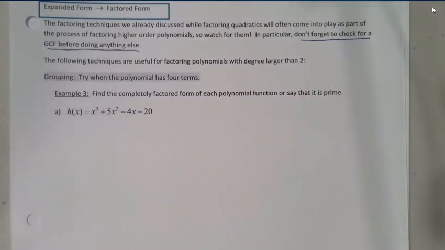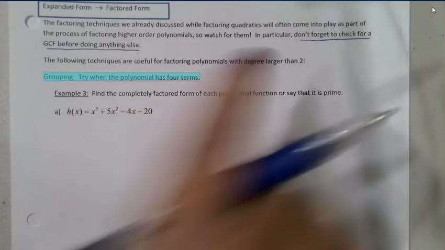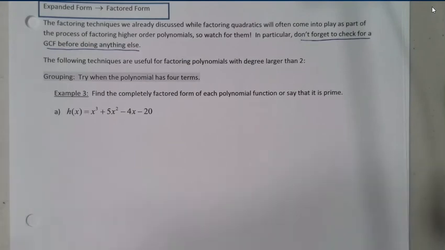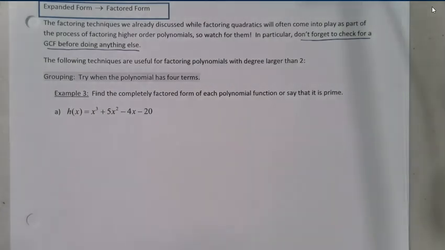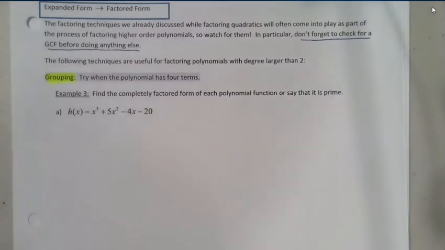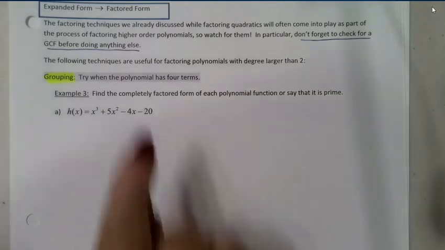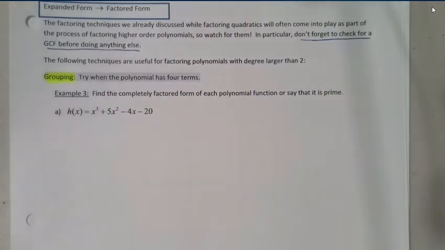That hasn't changed. Right? That said, here are some important factoring techniques when we're dealing with the higher order polynomials, degrees larger than 2. First of all, the grouping method. Okay. This is a good choice to try if the polynomial that you're trying to factor has 4 terms. Okay. So we got 4 terms, we're going to try grouping. We've actually seen this method before kind of as a sub-method in something we've already done. I think you're going to recognize it.